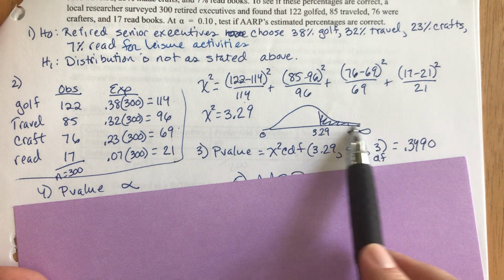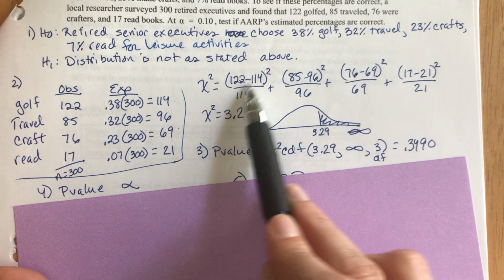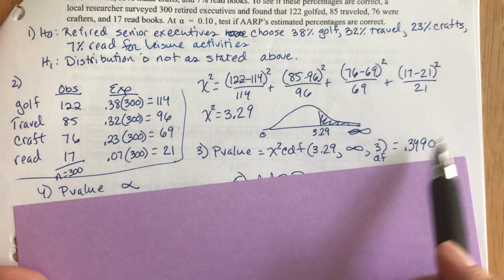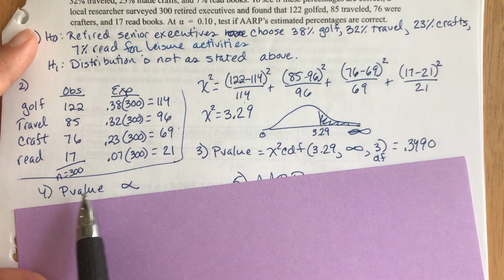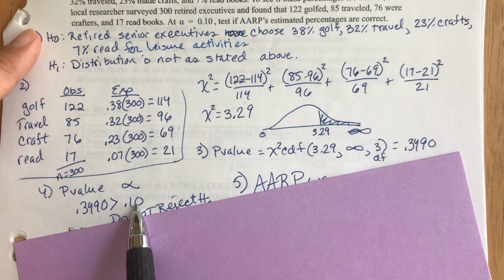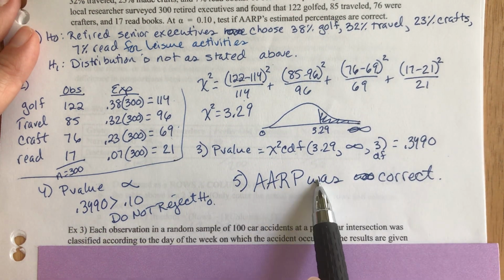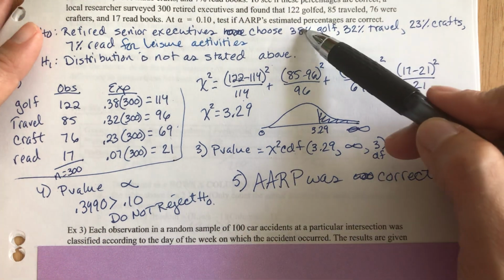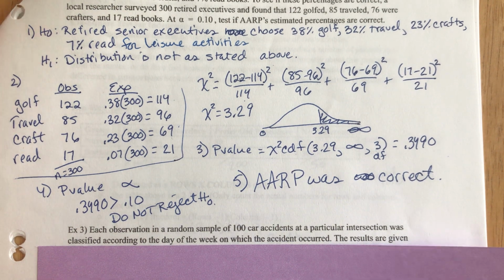It's a right-tailed test, lower bound, upper bound, 3 degrees of freedom because there's 4 categories minus 1. So we get our p-value here. So if we compare our p-value and our alpha, our p-value is much greater than our alpha, which means do not reject the null, which means AARP was correct and that these are the correct percentages. Okay.